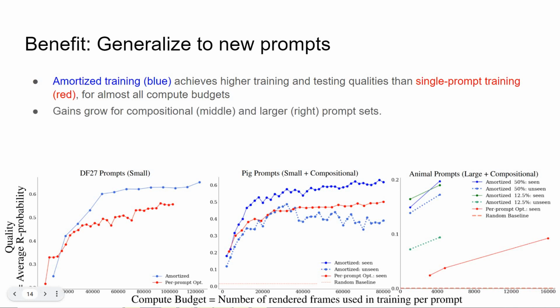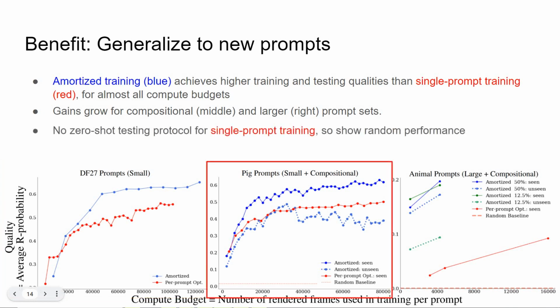We have growing benefits for larger compositional prompt sets. On the left, we show the 27 prompts from the main DreamFusion paper. In the middle, we show results in the 64 compositional pig prompts. Per prompt optimization cannot zero-shot generalize to unseen prompts, so we report a random initialization baseline.